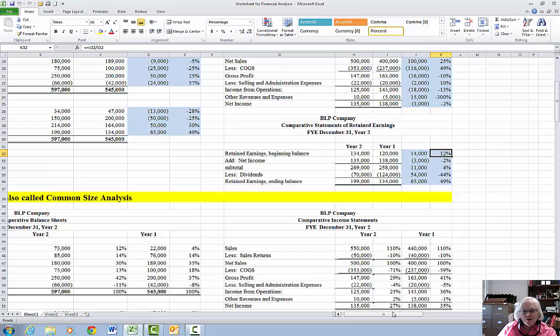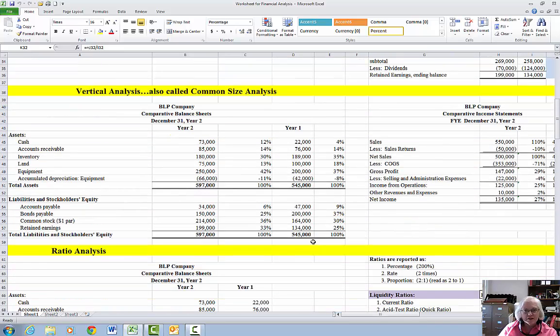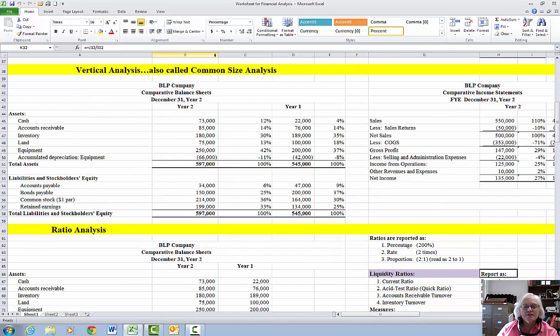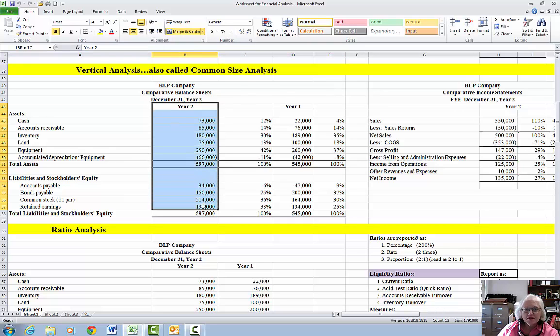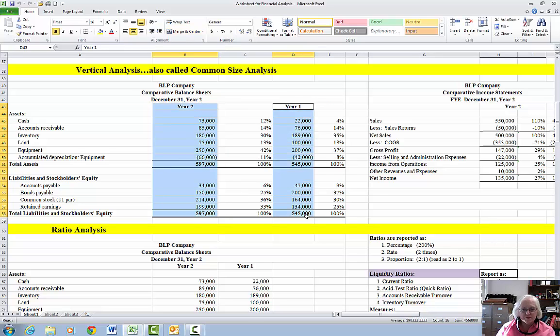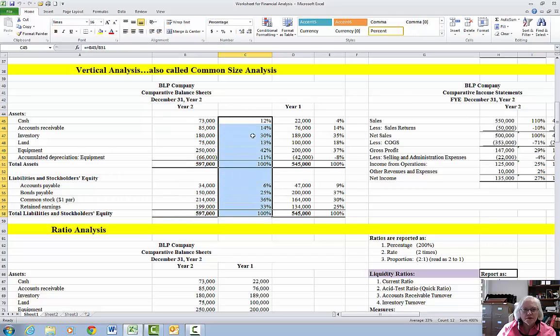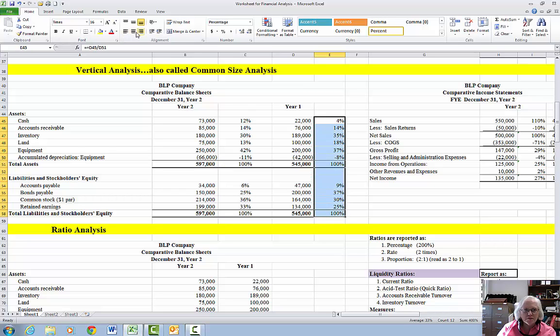Okay, so let's go over to vertical analysis. The vertical analysis is also called common size analysis. Again, we need to have comparative financial statements. So we have year 2 statements and we have year 1 statements. And then I have the ratios. I should probably put those in the middle. Let's see if that'll work. Yep, it worked nicely.